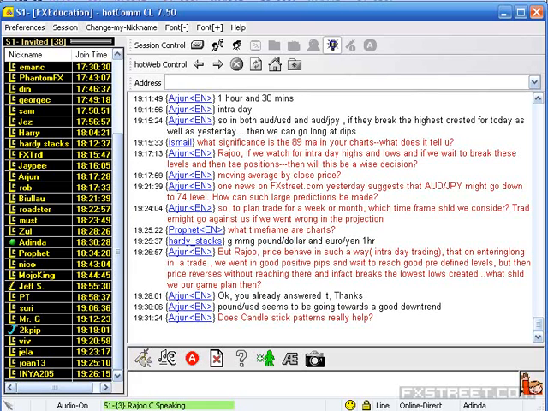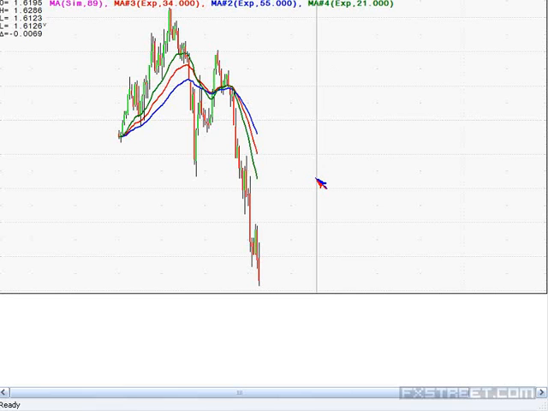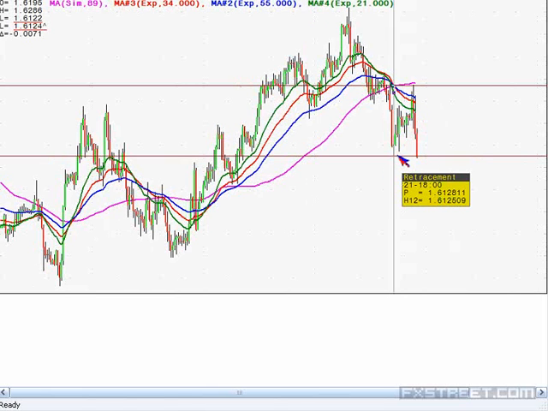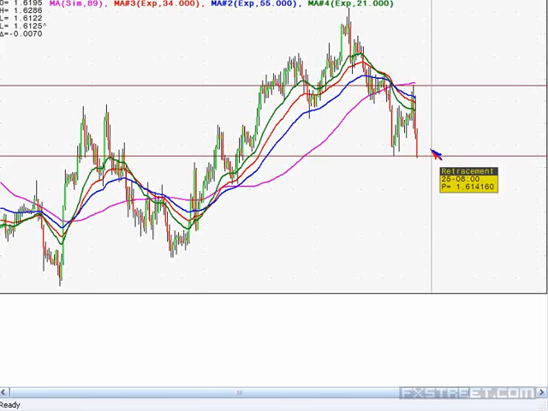Pound US seems to be going towards a good downtrend. I think I did tell you earlier, this pound US has not given us a signal of bottoming, right? In fact, it is trying to break the morning low, which it did happen, I think, yesterday. So it's trying to break.